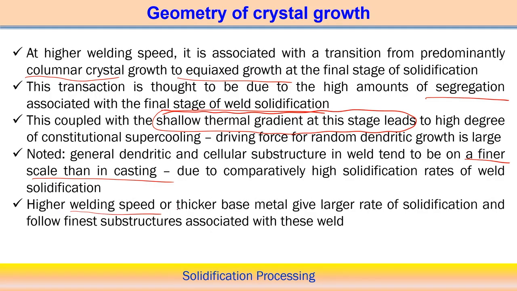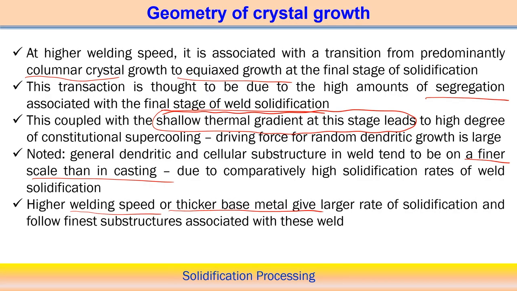And we see this with a high welding speed or a thick base metal. So the welding speed is very high or the thickness of the metal is very high. In that case, the rate of solidification is very high, and that will produce a finer structure associated with this condition. If the welding speed is very high, it is associated with a very high cooling rate, and the rate of solidification is also high, which promotes a fine structure in the weld. So we can expect the microstructure to be very fine, and the overall average grain size to be very low in this situation.